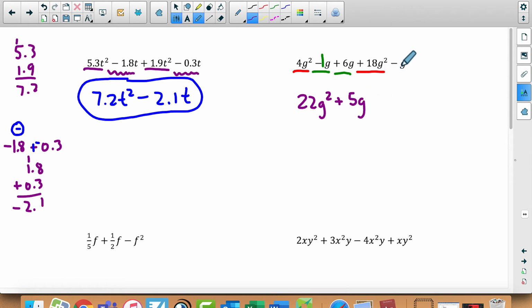And the only thing we have left is this negative g cubed. Like the order? I don't. I want to put the g cubed first. So take the sign in front of it, negative g cubed. This one should have a plus in front of it, so plus 22g squared, and then plus 5g. That's the best answer.